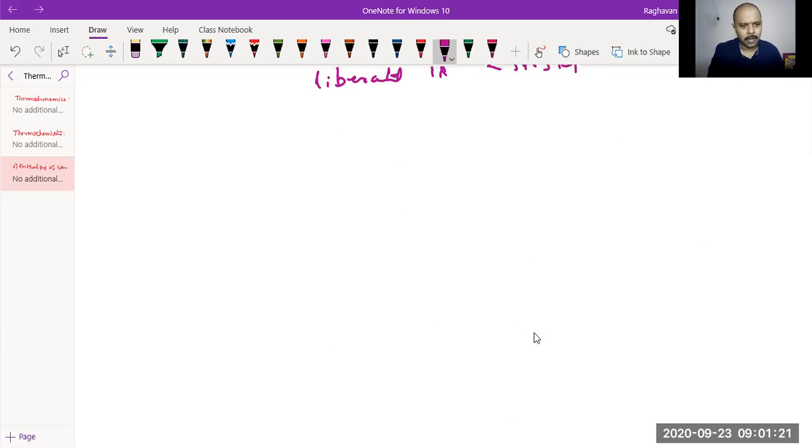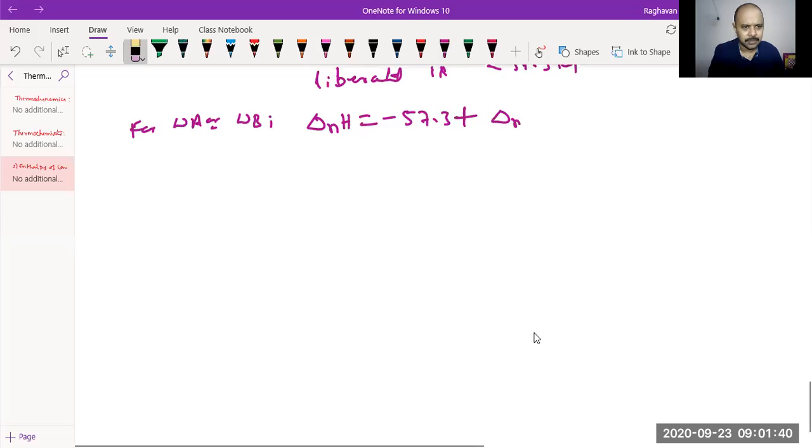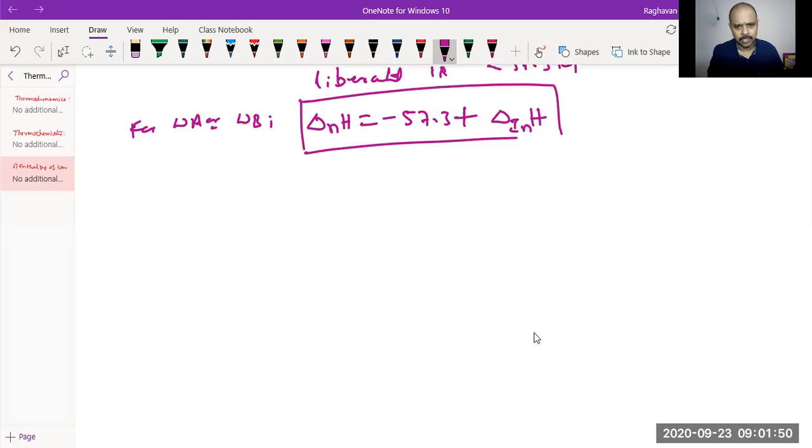So for a weak acid or a weak base, enthalpy of neutralization can be calculated using this formula: 57.3 kilojoules plus enthalpy of ionization. However much heat is absorbed for ionization, that much wouldn't be liberated. For a weak acid or weak base, 57.3 is the expected liberation, but some part of the energy is reabsorbed for ionization, so that much will not be liberated.